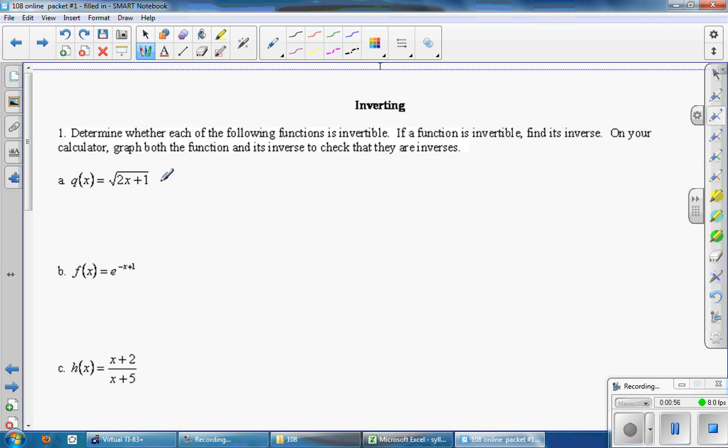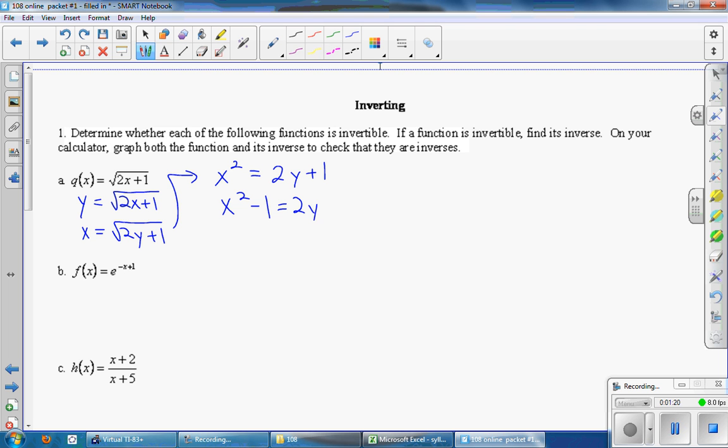So let's go ahead and change the q of x to a y. Then let's interchange the x's and the y's. And then the heart of this problem is solving this equation for y. So we'll go ahead and square both sides. And then still solving for y, subtract 1. And then finally divide by 2.